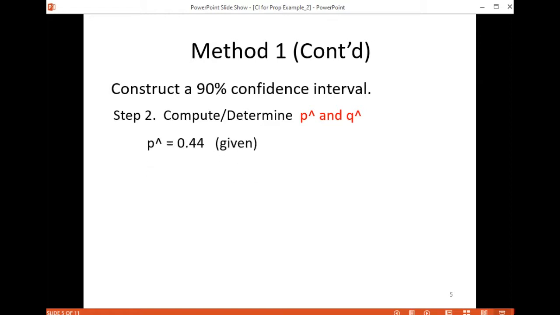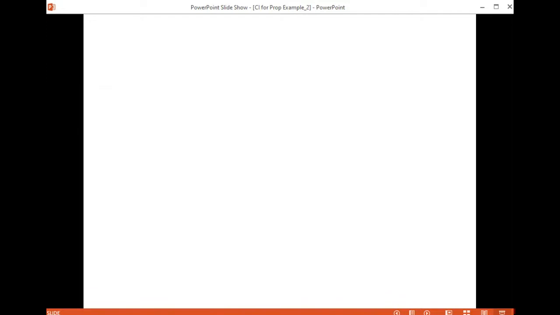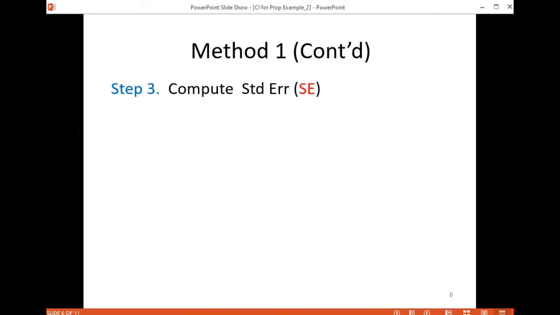P hat was 0.44. Q hat, on the other hand, you always have to calculate. So q hat is simply 1 minus p hat. So that's 1 minus 0.44, which is 0.56. I know you know how to do that. So let's go on to the next step, and that is to compute SE. Now, SE is the standard error. Think of it as standard deviations.